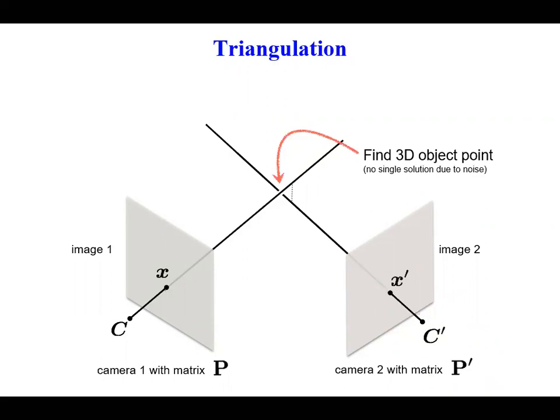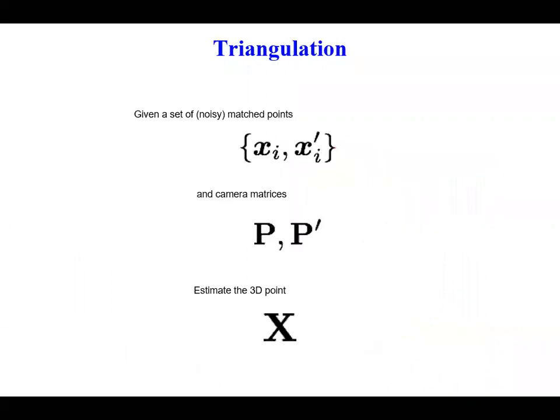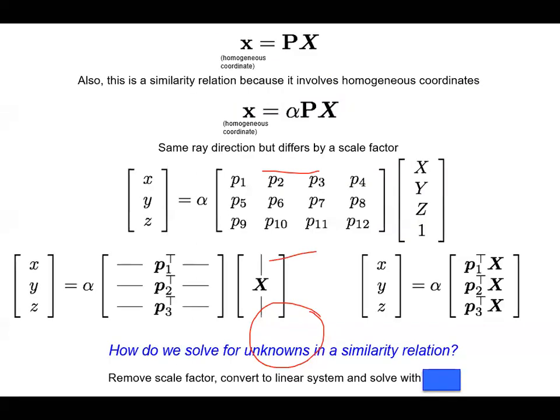So according to the noise, I might not get a single solution, but we'll get the minimization. Again, given a set of noisy matches and the camera matrices, please get the 3D point X. So we formulate the problem differently now. I'm giving you two other parameters, and I'm asking for something else. How can we solve that?